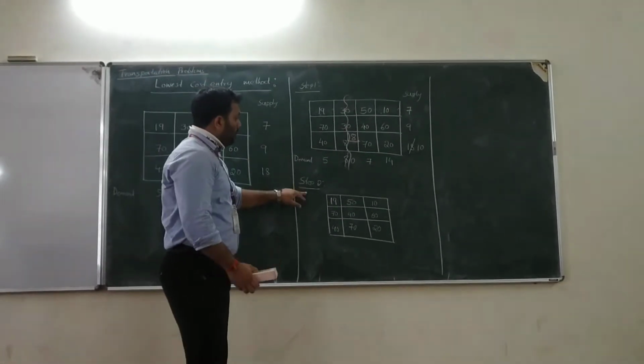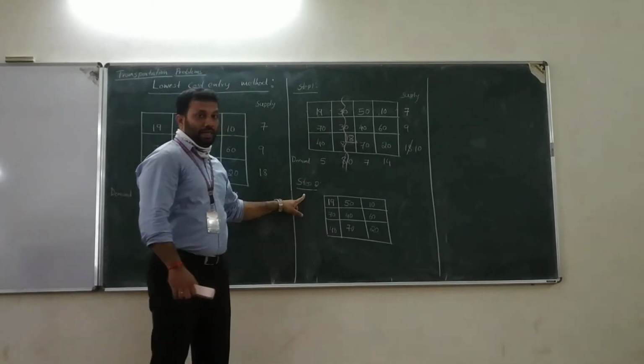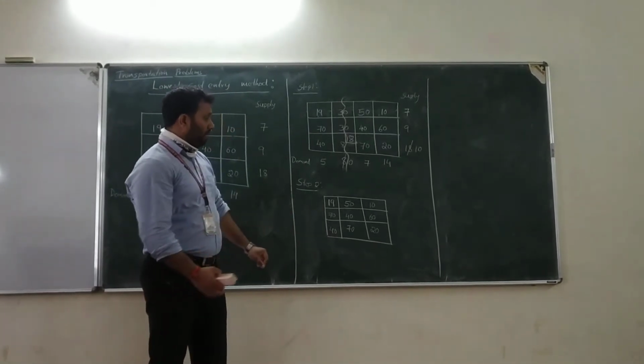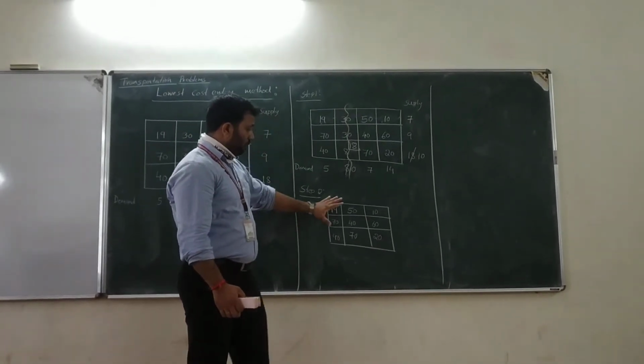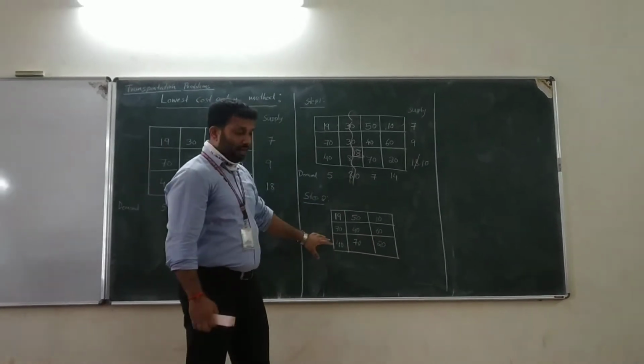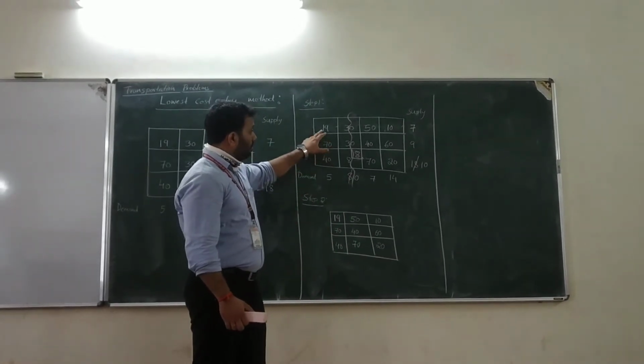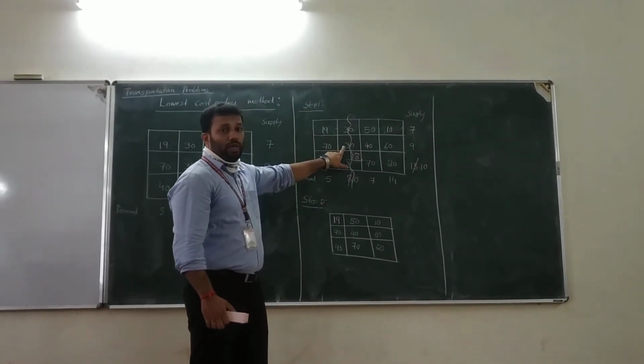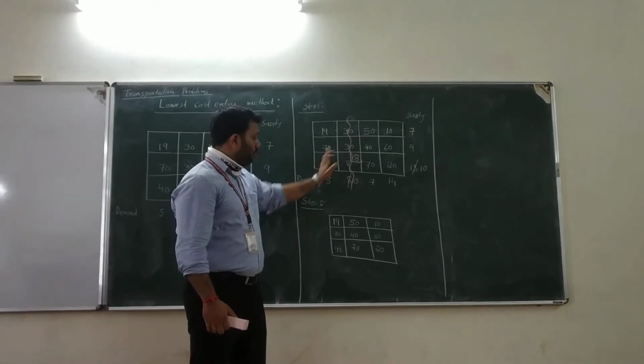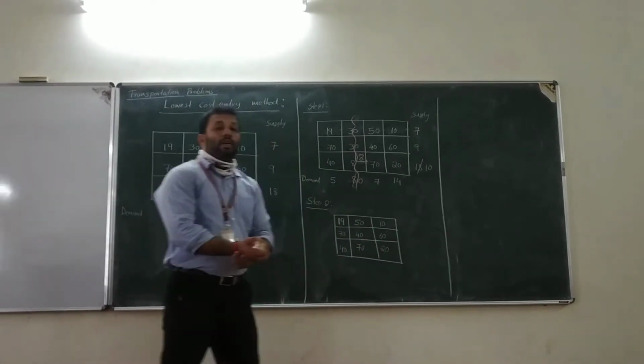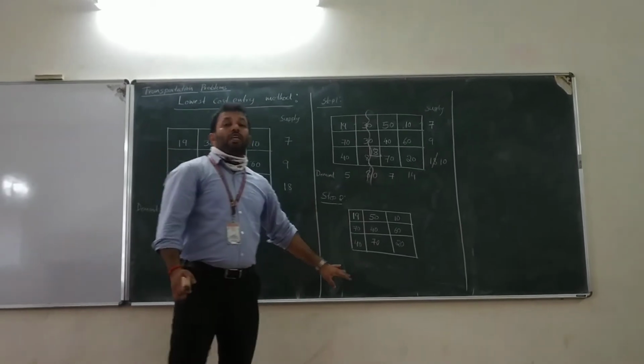Now let us move on to the next step. In the table I have written the remaining units and the costs. I have deleted this particular column, so we have 3 rows and 3 columns. The same procedure has to be followed.